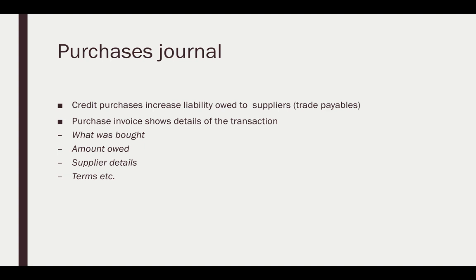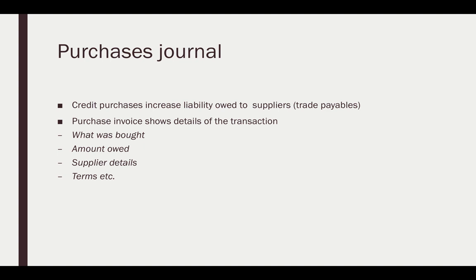If we have a look, for example, at the purchases journal, we're going to use this journal for all the credit purchases. In other words, every single time that we buy something from a supplier on credit and therefore we owe money to them, our trade payables, it means that we're going to increase the liability that we owe to these suppliers, and therefore we can list them all in one place and simply post the total to the supplier's account in the general ledger.